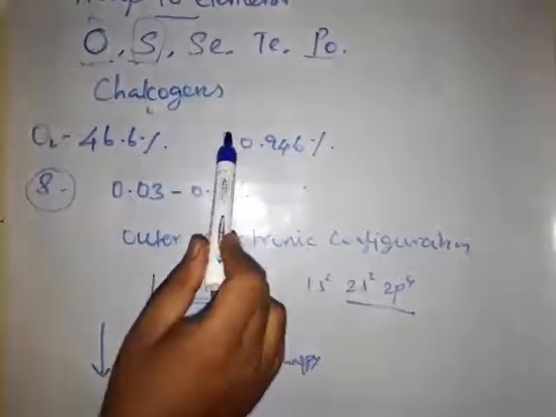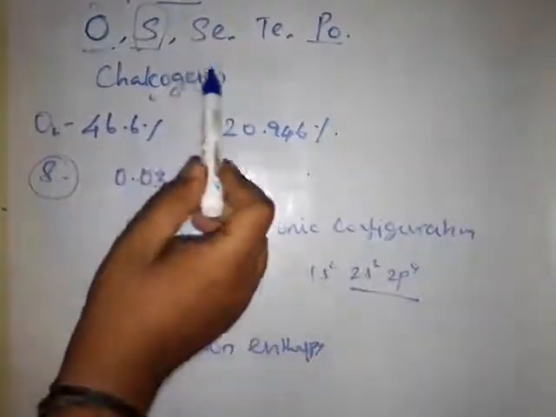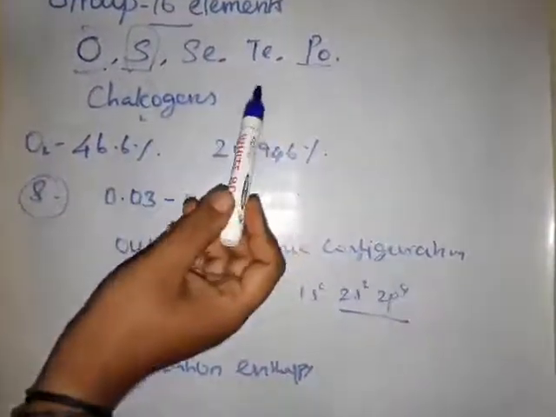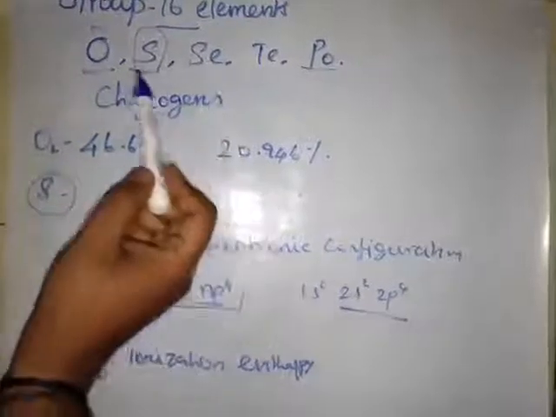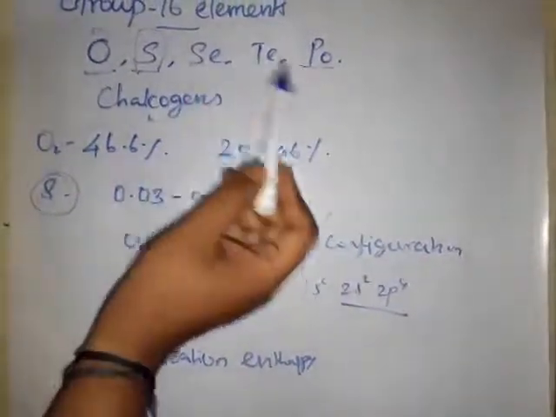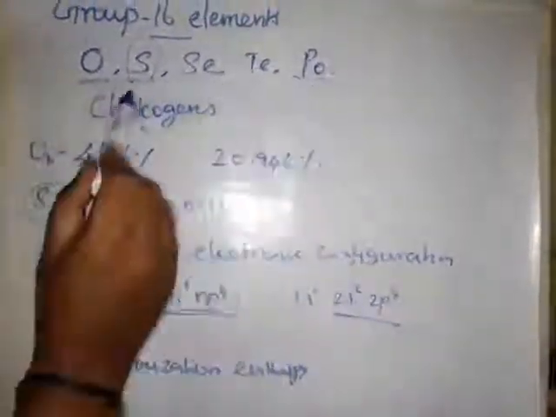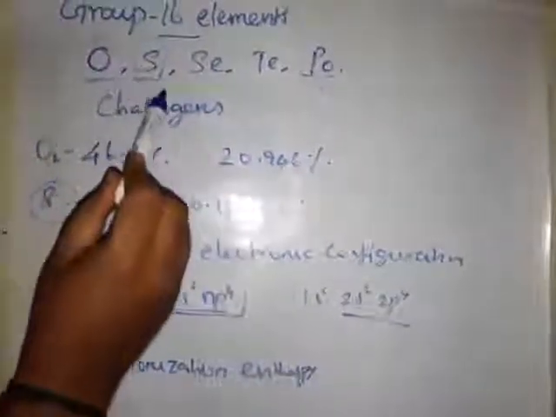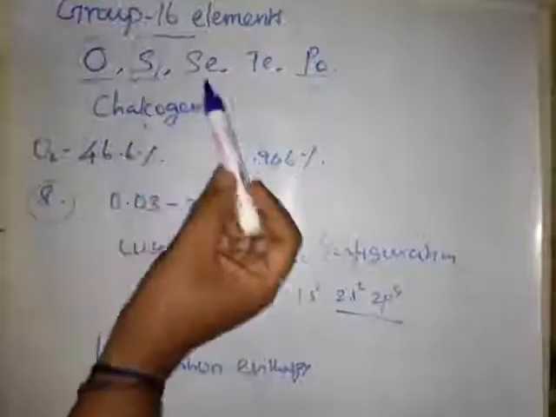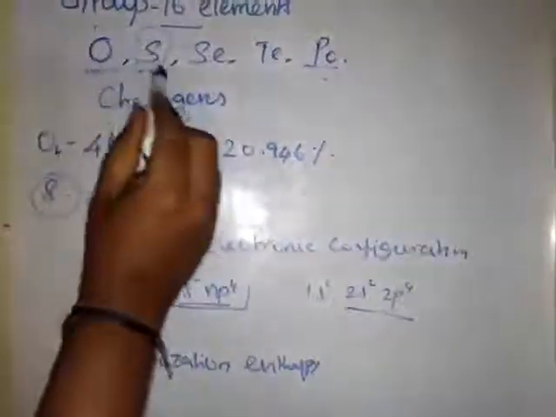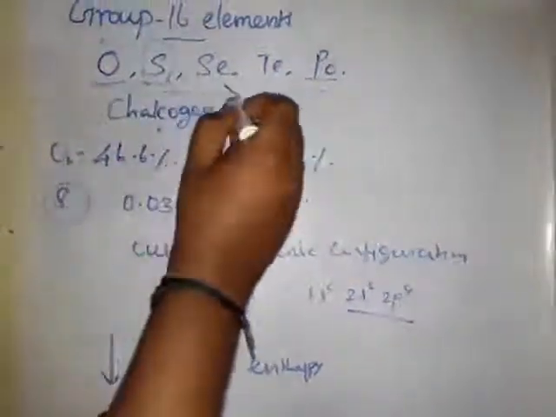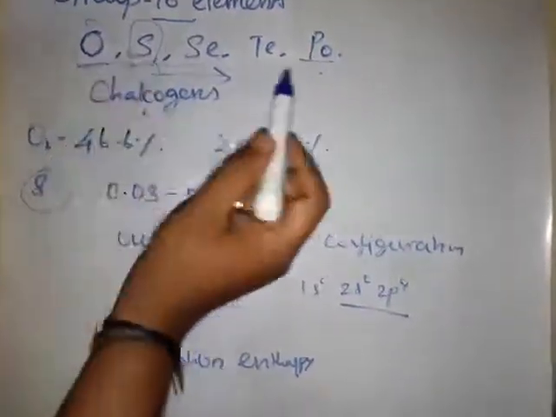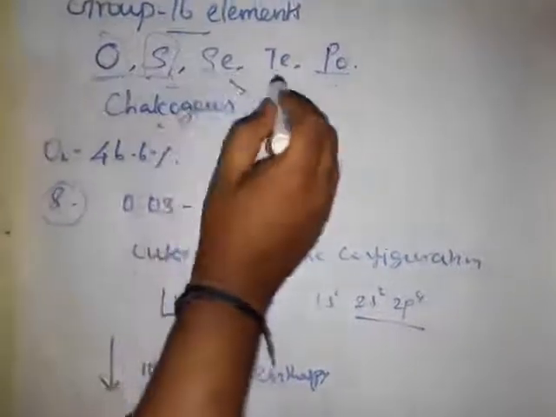Then electronegativity. The element next to fluorine, the next group is what? Halogen, so fluorine. Oxygen has the highest electronegativity in this group. Within the group, the electronegativity decreases with an increase in atomic number. So the metallic character increases from oxygen to polonium.